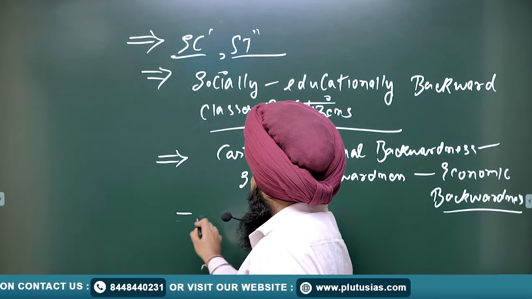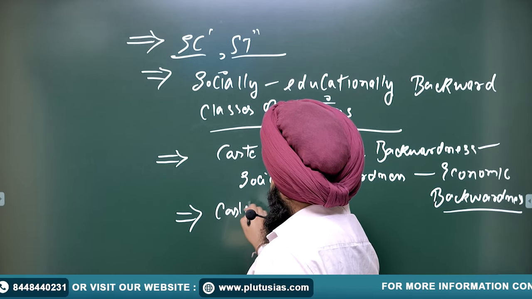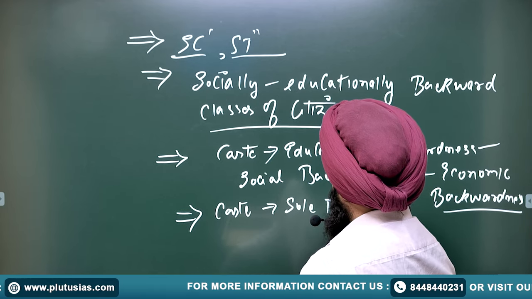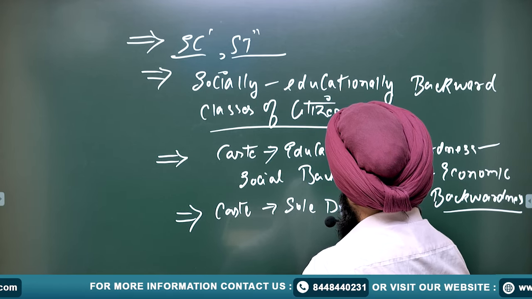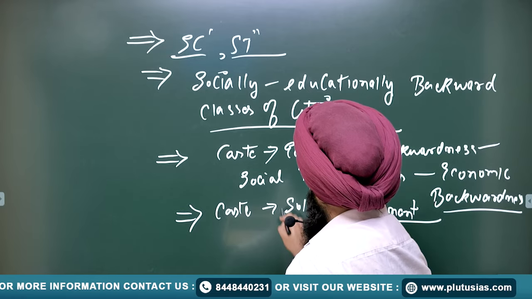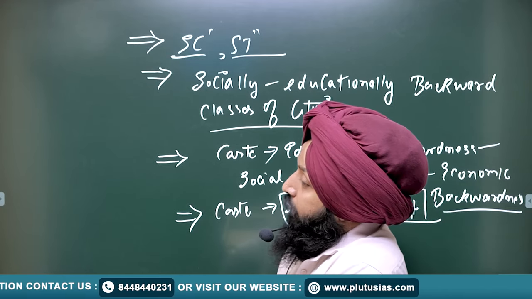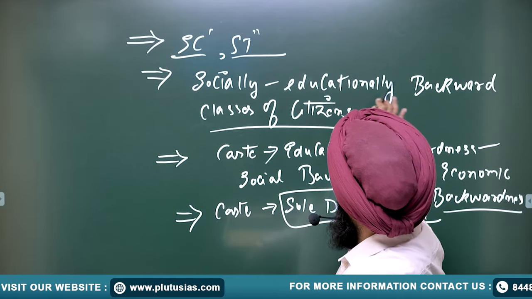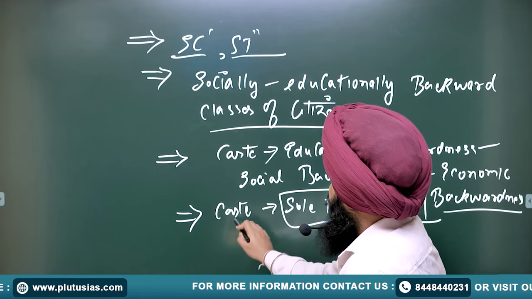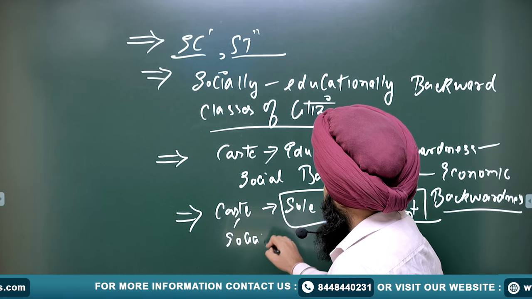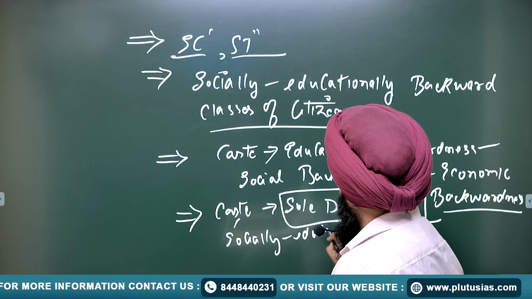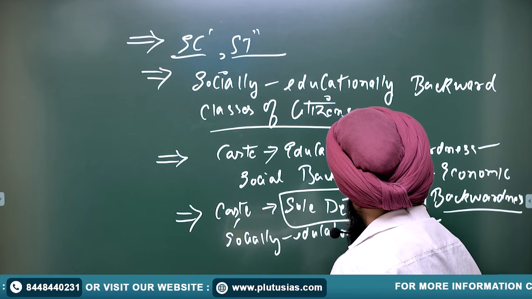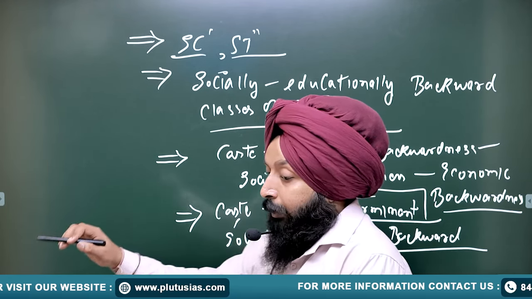So the court stated that caste in India, though it is a social organization, cannot be the sole determinant of backwardness, social backwardness. And to become socially and educationally backward classes, a caste has to be socially as well as educationally backward. That means not only on the ground of caste.